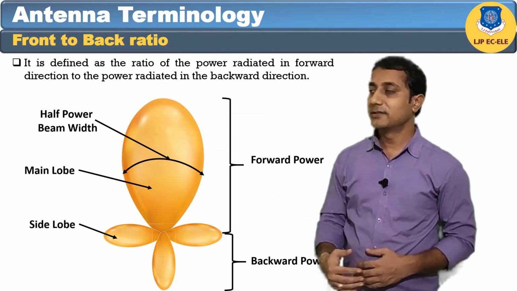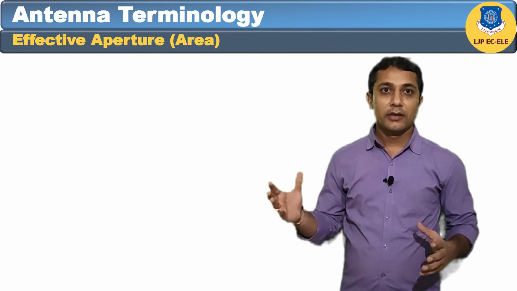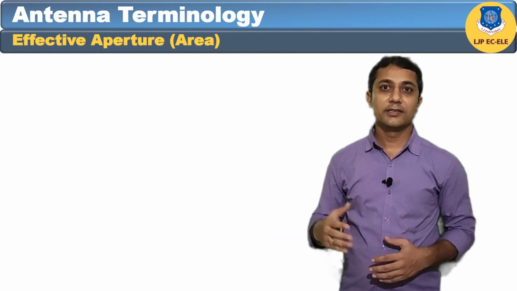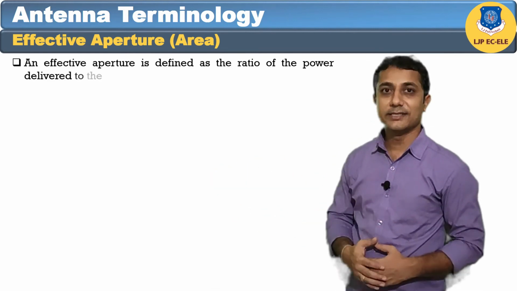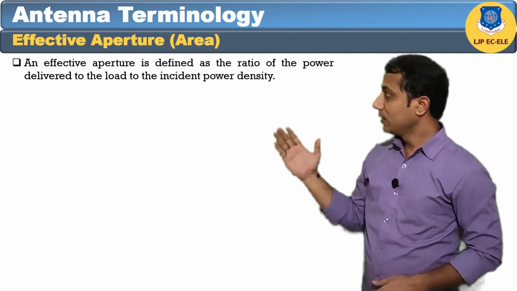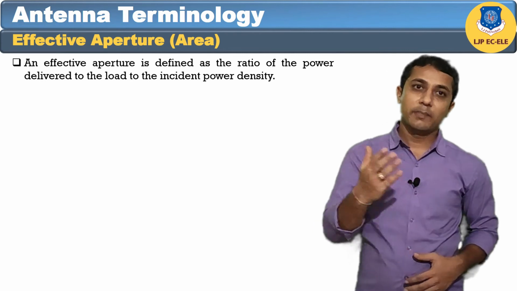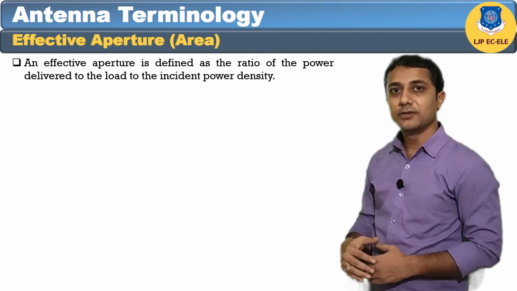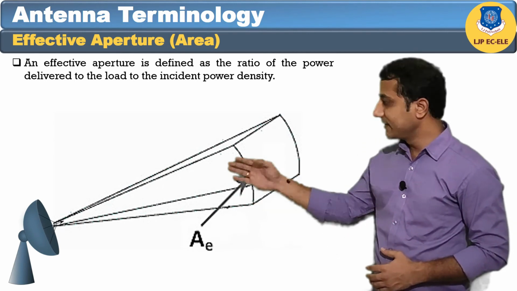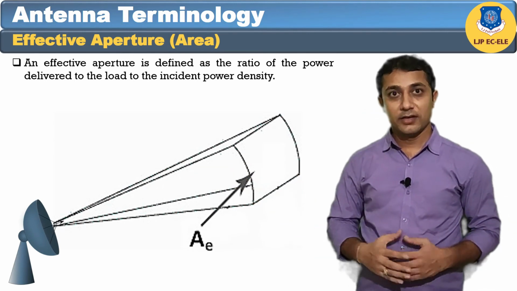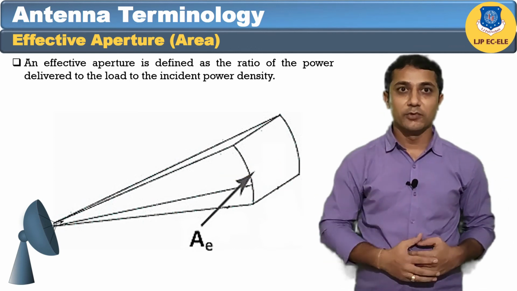Now the last, the effective aperture, that means the area. An effective aperture is defined as the ratio of the power delivered to the load to the incident power density. The aperture of an antenna is the area through which the power is radiated or received. The concept of aperture is most simply introduced by considering a receiving antenna. Effective aperture describes the effectiveness of an antenna in receiving mode.